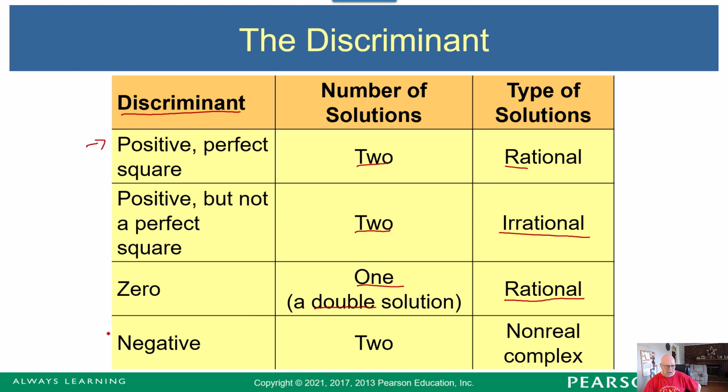Last, not so nice, if the discriminant is negative, then we're going to get two solutions. That sounds good, but they'll be complex ones. That means if you're talking about something like time, or you're talking about length, you won't have any solutions at all, because length does not come in complex numbers.